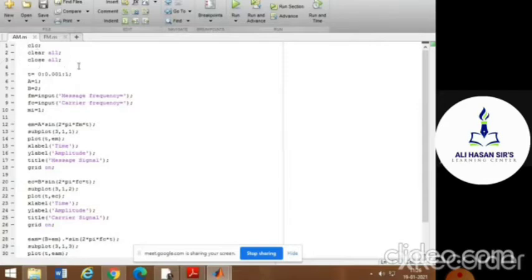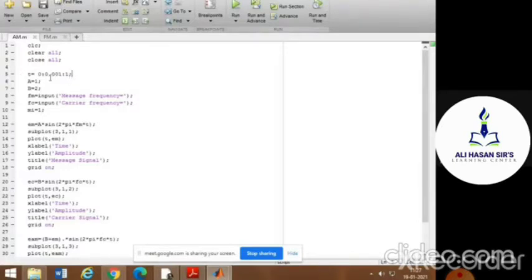Next, I have given the time period here, t equal to 0:0.001:1. This means the time of the signal will be between 0 to 1, with a step of 0.001 second. The middle number indicates the step in seconds, that is, the time difference between two numbers. So there will be a time difference of 0.001 second.